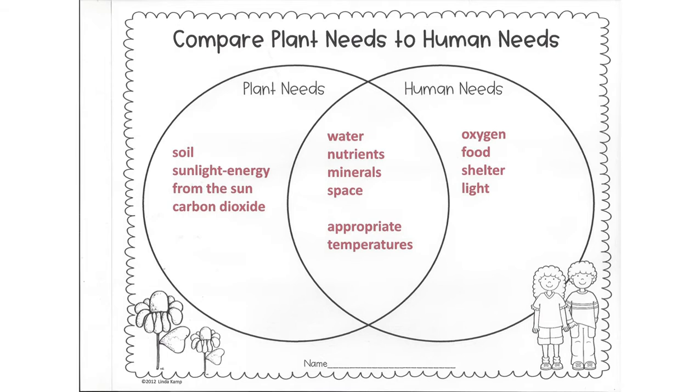Some things humans need that plants don't need: oxygen, food, not food that we make, but food that we are fed and that we eat, shelter, and light. And some things we both need: water, nutrients, minerals, space, and appropriate temperatures. So not too hot, not too cold. So you might have come up with some different ideas. That's fine as well.